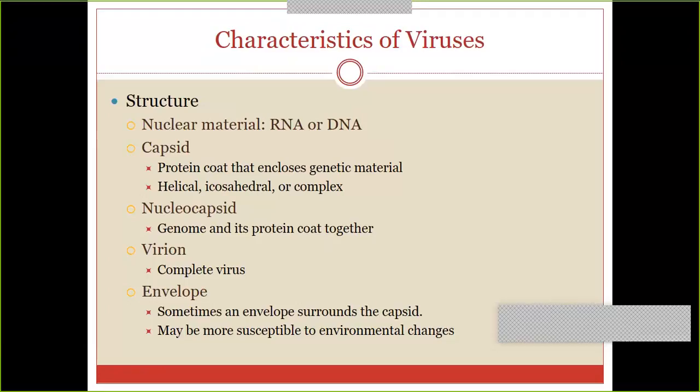The nucleocapsid is a term just meaning the genome plus the protein coat all put together. Virion is referring to the entire virus. And then finally, envelope. Sometimes a virus will have an envelope and that will surround the capsid. Other times it doesn't have an envelope. So not every virus has an envelope.